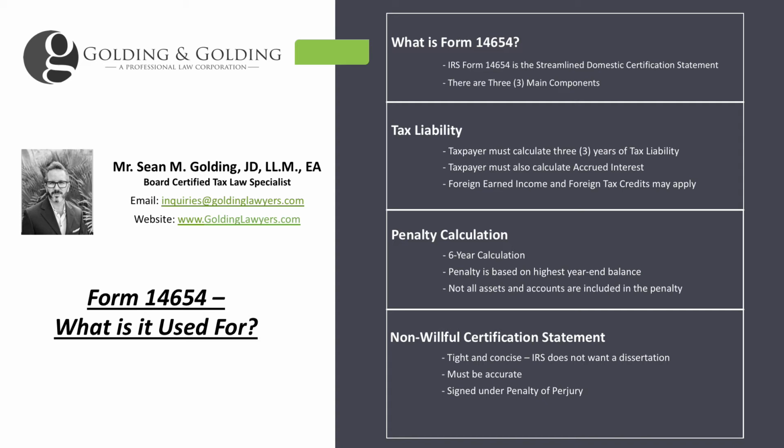You then take the 1 year, not all years, just the 1 year that's the highest, and you multiply it by 5%. That's your penalty. Non-negotiable, non-waivable, but not every asset or account is included in the computation. For example, Canadian RRSPs and RRIFs, those are generally not included in the penalty computation. So those are exceptions.